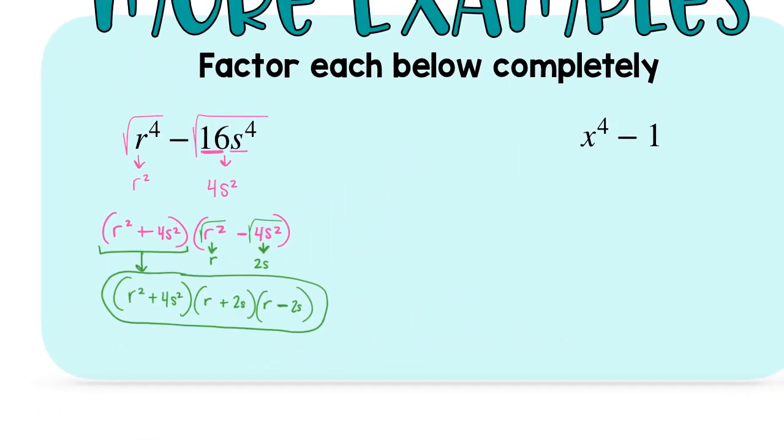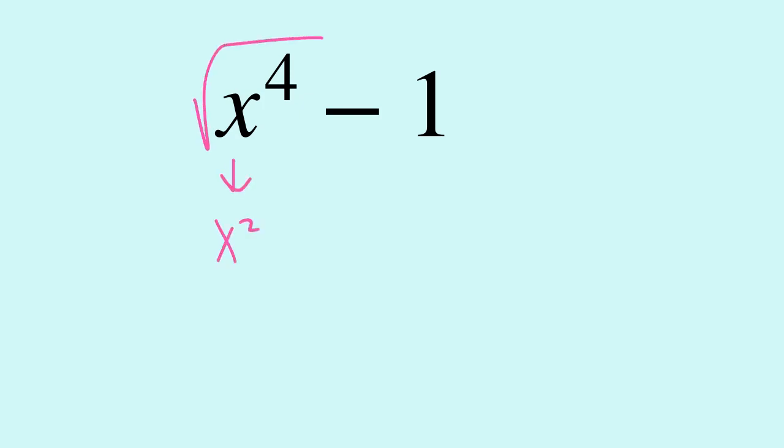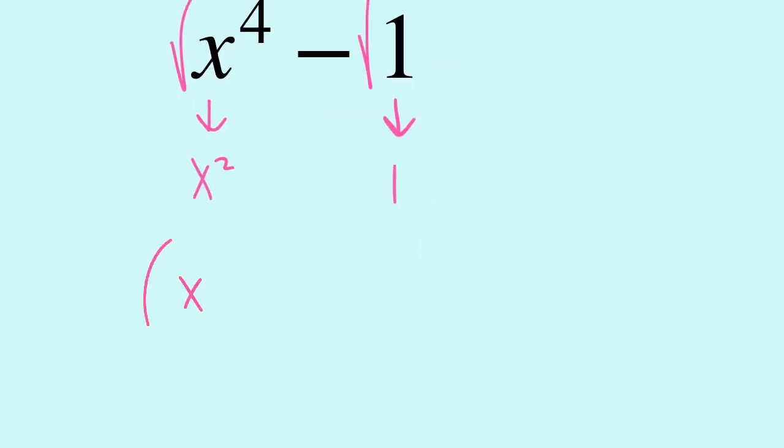Okay, let's do one more. Now this one looks pretty simple, doesn't it? But you're going to see that the same thing is going to happen here. If I take the square root of x to the 4th, that's just x squared. And the square root of 1 is just 1. So when we write out our factors, it would be x squared plus 1 and x squared minus 1.